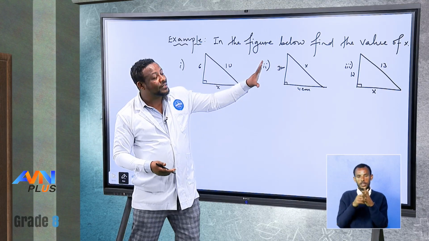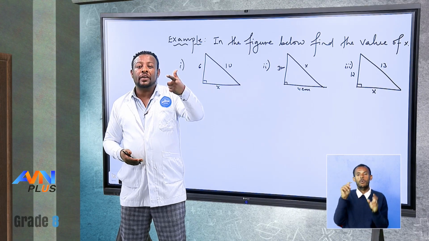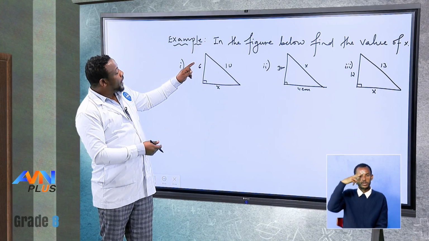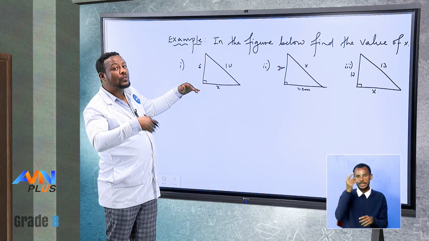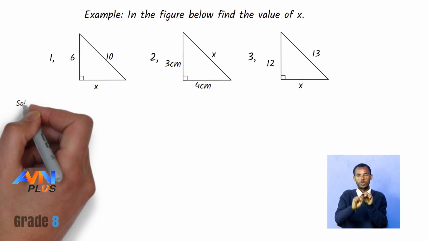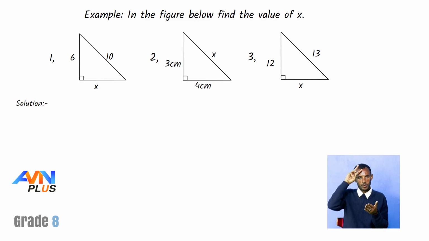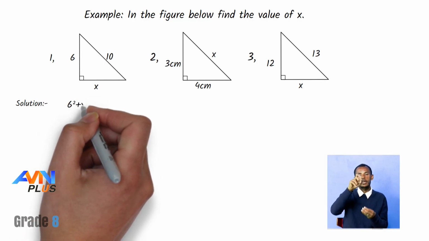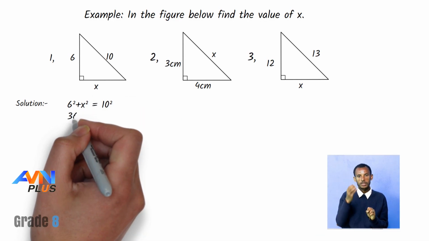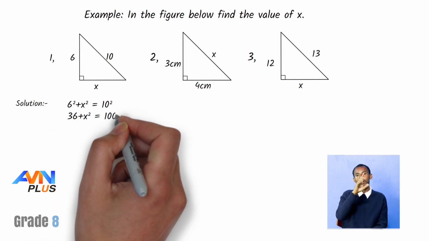Since all these are right angle triangles, we can apply Pythagoras theorem. Whenever you apply Pythagoras theorem for the first triangle, the sum of the squares of the lengths of the two sides must be the square of the hypotenuse. So here we can do it like this. 6 square plus x square must give us 10 square. 6 square is 36. 36 plus x square is equal to 100, right?